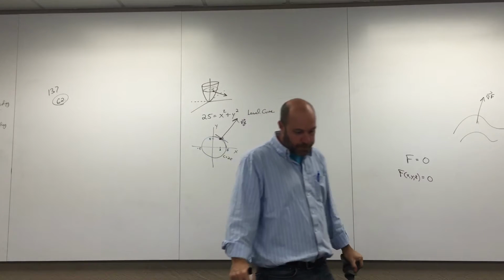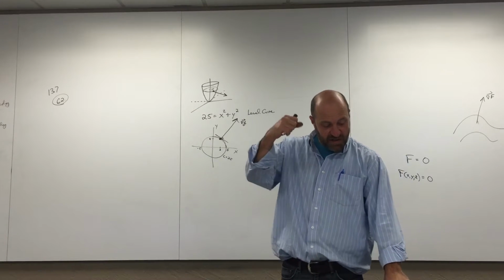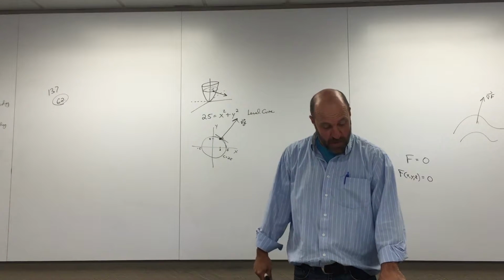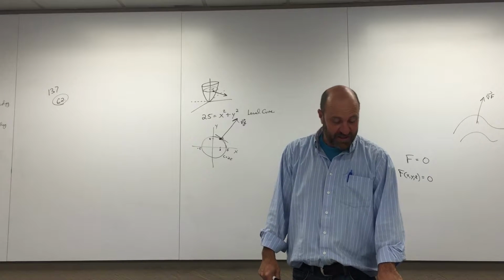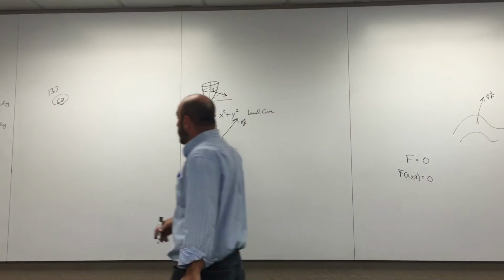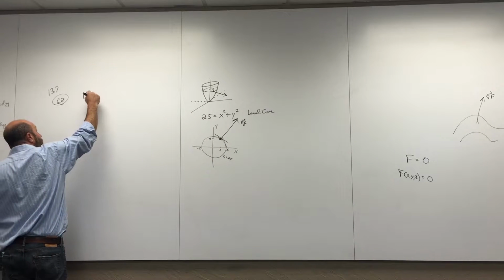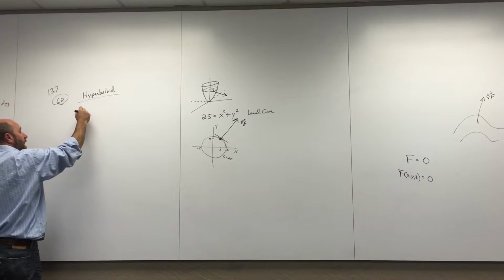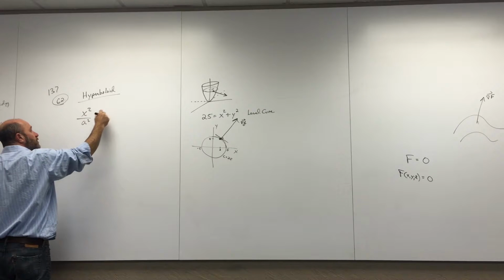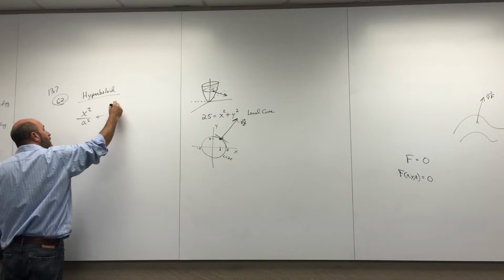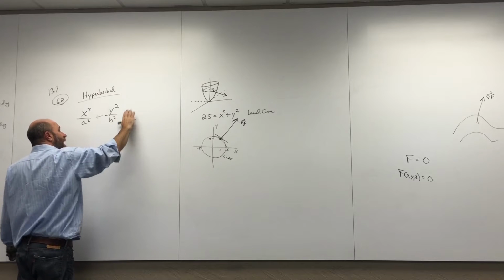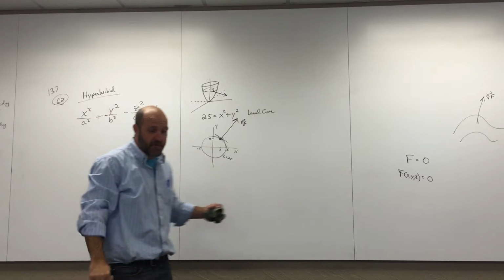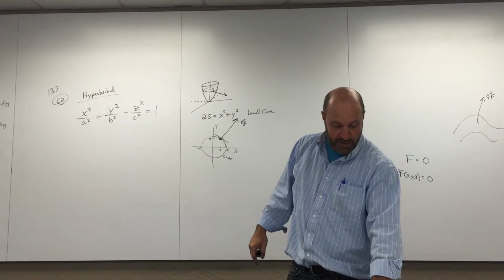62 says, show that the tangent plane to the quadric surface at the given point can be written in this form. Actually, they're not at a specific point, it's x naught, y naught, z naught. So they're doing everything very abstract here. They're giving me a hyperboloid. I don't care if you know that. It is x squared over a squared plus y squared over b squared minus z squared over c squared equals 1. That's just a general, generic, funny hyperboloid.